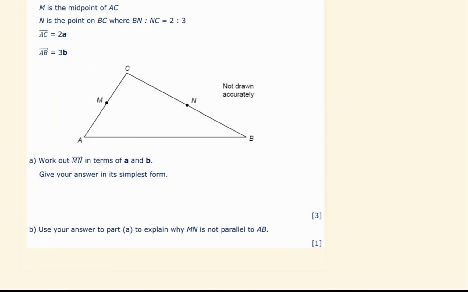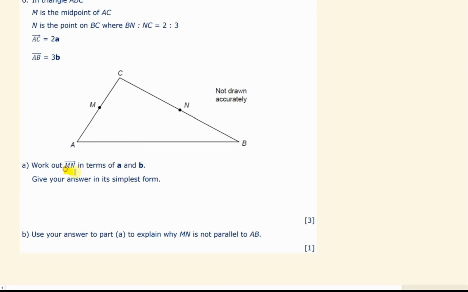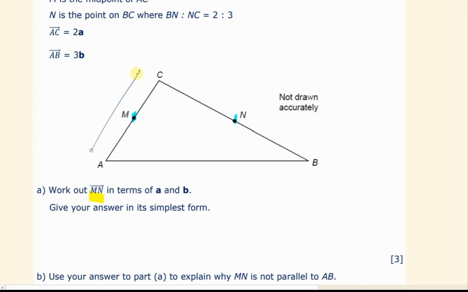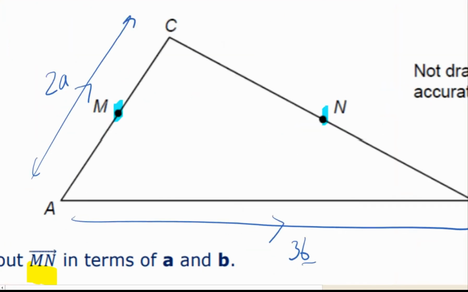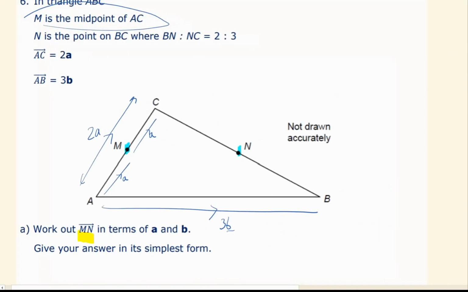So let's go through a few examples just illustrating that idea. So first, we need to work out a vector MN. So M and N are both there. Those are two points. And let's see what we're told. We're told that from A to C, here to here, is going to be 2a, and that's pointing in that direction. And A to B is going to be 3b. Let's see what we know. We know that M is the midpoint of AC. That tells me that this vector is a, and this vector is also a, because it's the midpoint, so 2a splits in half. And we need to work out some vectors around point N.